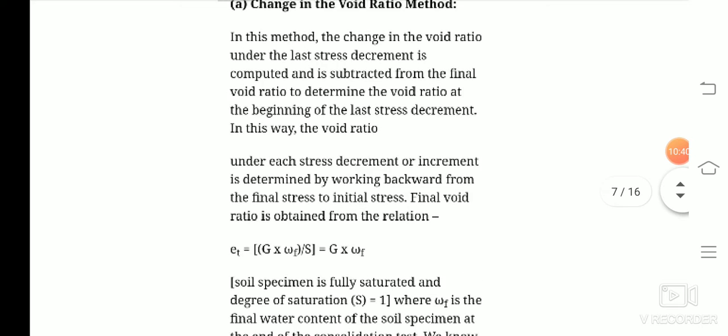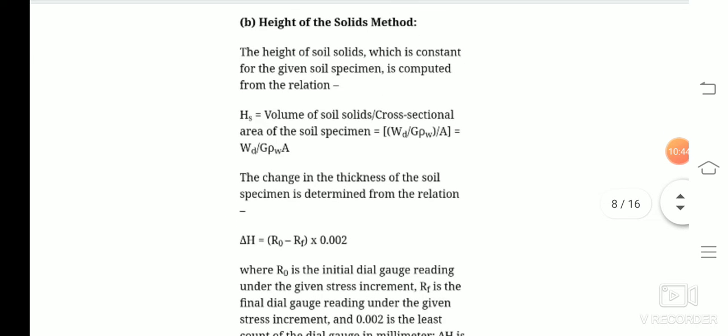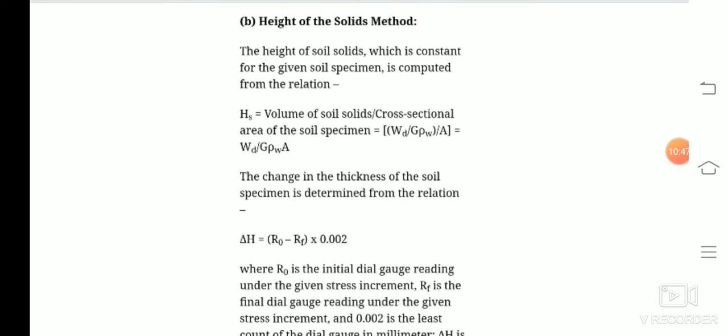So from this method we can easily find out the change in void ratio of the soil sample. And the next method is the height of solid method. How can we find out the void ratio from the height of solid method?